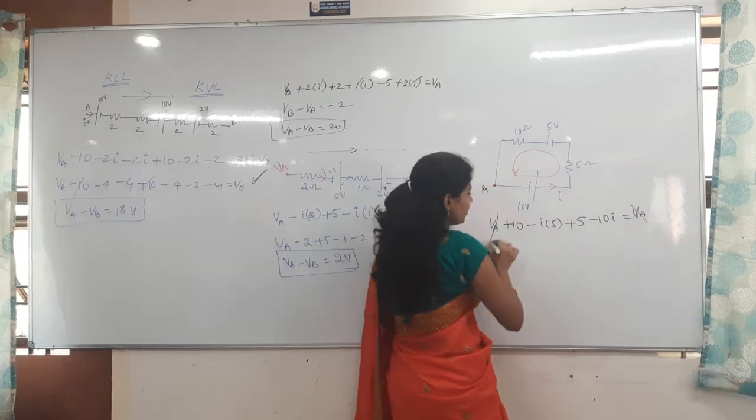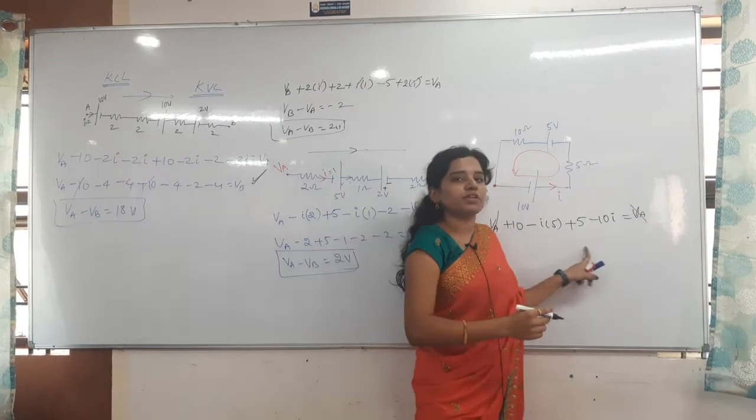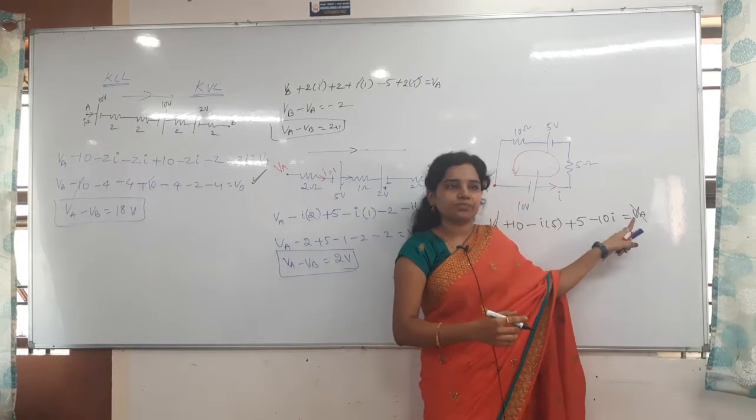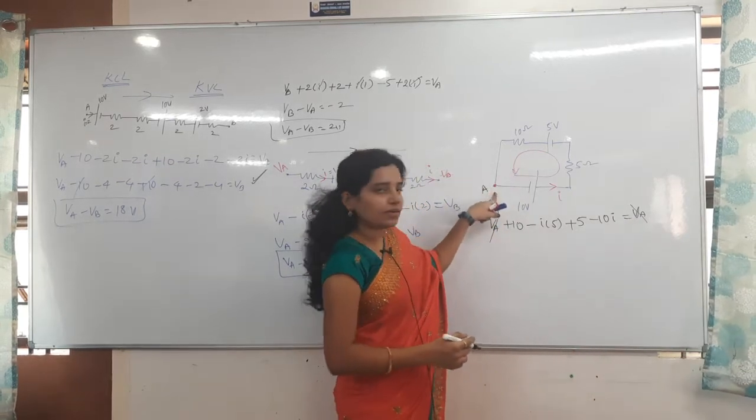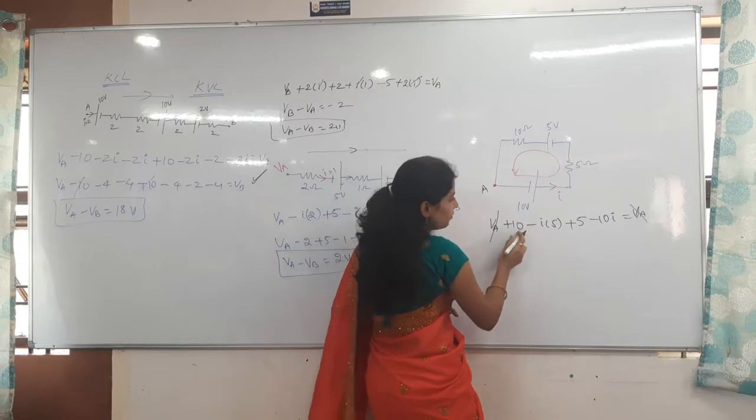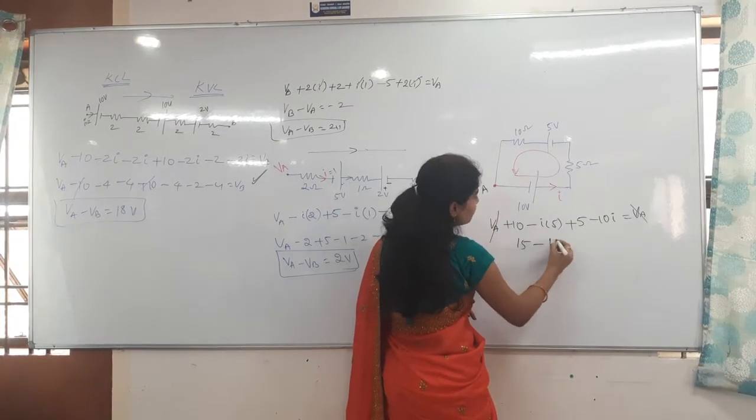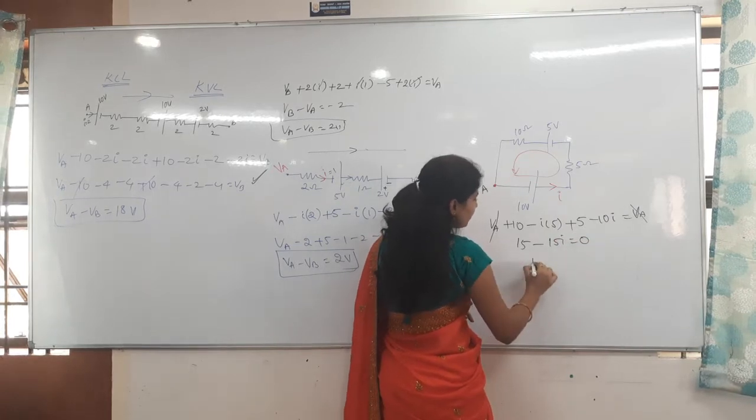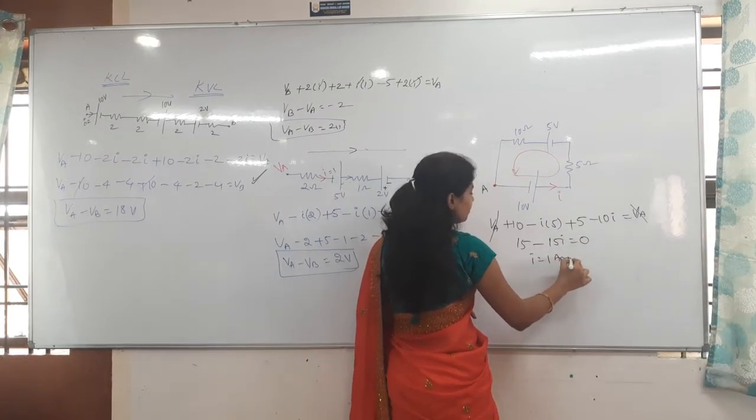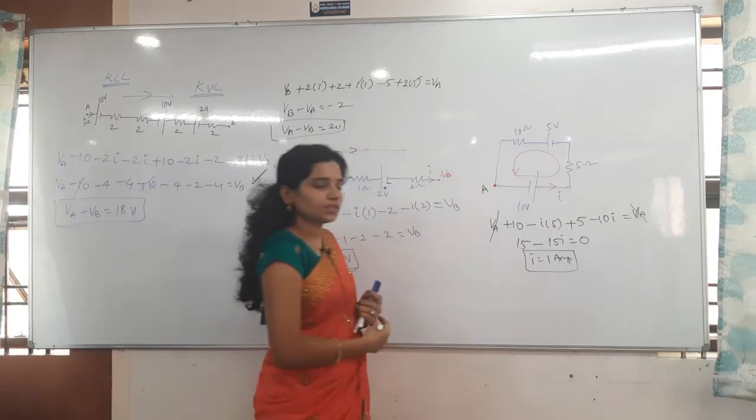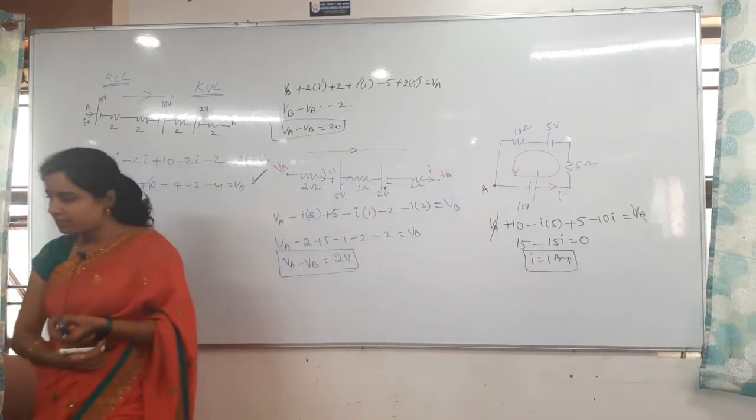VA only. VA gets cancelled, so the sum of the potentials is equal to 0. Then what will you get here? Plus 10 plus 5 gives 15, so 15 minus 15I is equal to 0. Then I is equal to how much? 1 ampere. Clear? That was a simple circuit.